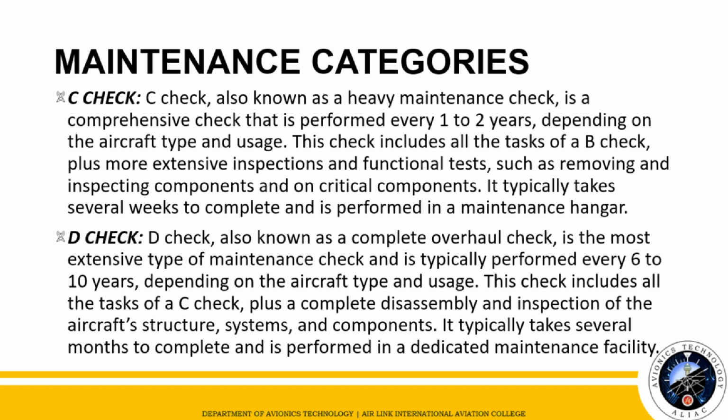In the D check, it includes removal of cabin interiors to allow detailed structural inspection, essentially stripping the aircraft to its shell and revealing the interior. There are about 21 days of ground time, and it needs 10,000 man hours.